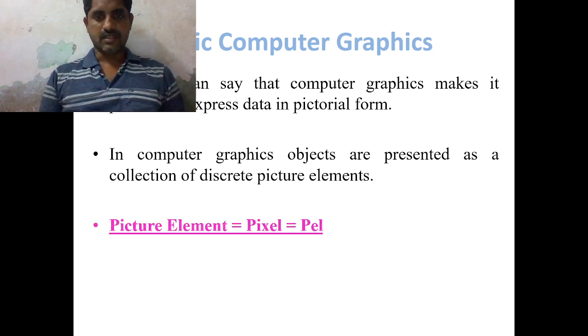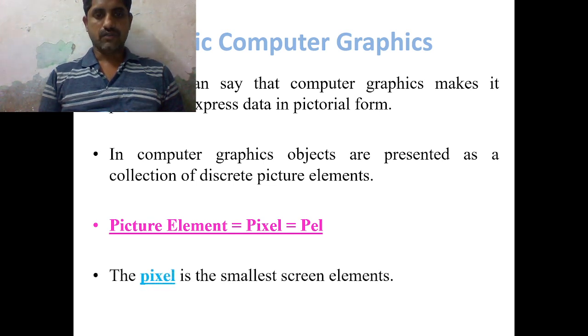What is a pixel? That is the picture element, or pixel, or pel. Another name of the pixel is pel. The pixel is the smallest screen element. On the screen we define many different pixels, and the smallest screen element is called a pixel. You can also call it a pel.